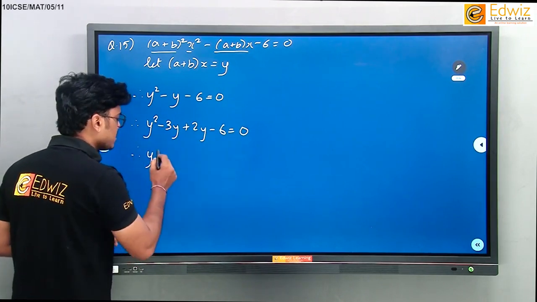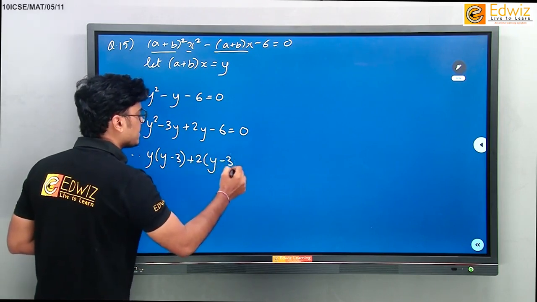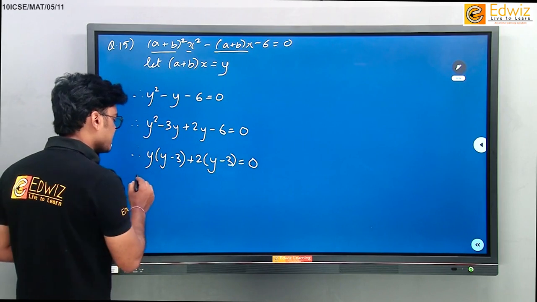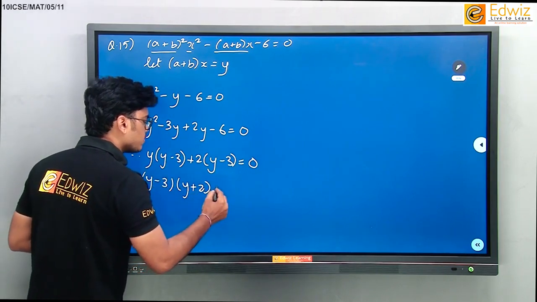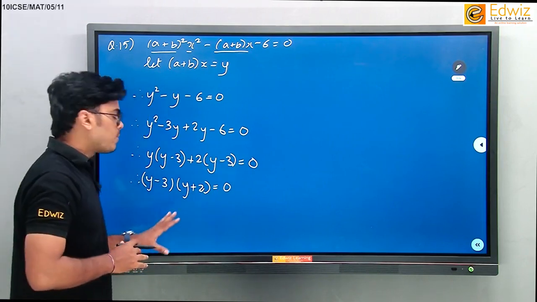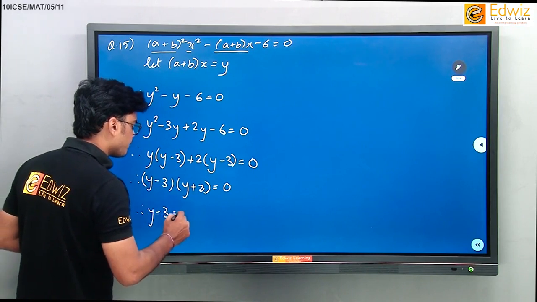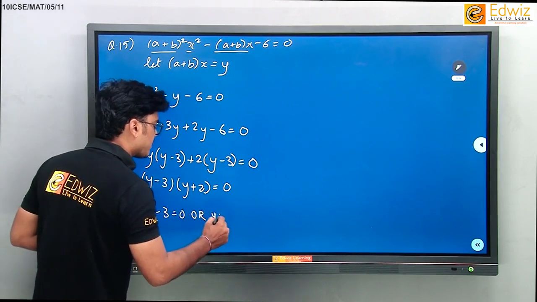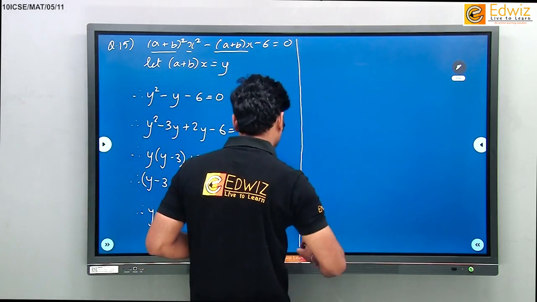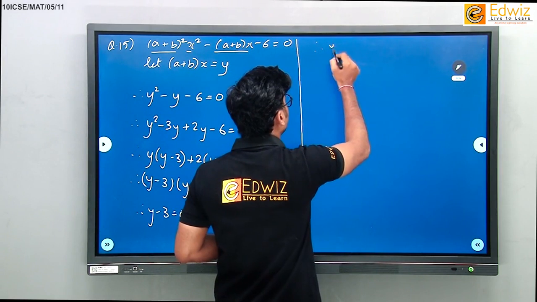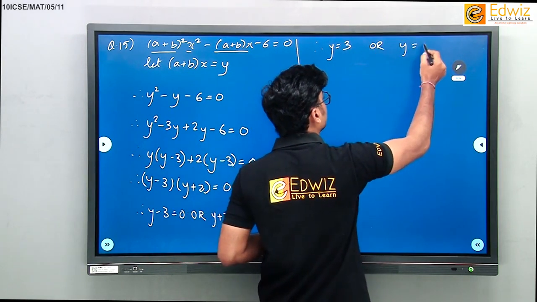Here y is common, so y minus 3. We can take 2 common here, so y minus 3 equal to 0. Take y minus 3, the entire bracket, outside. What is left behind is y plus 2 equal to 0. So the two brackets are y minus 3 and y plus 2. y minus 3 is 0 or y plus 2 is 0. Then y equals 3 or y equals minus 2.